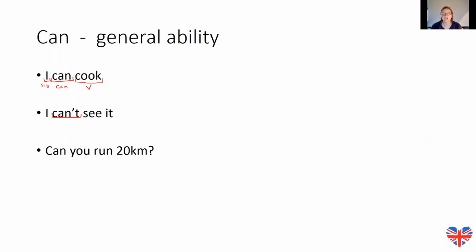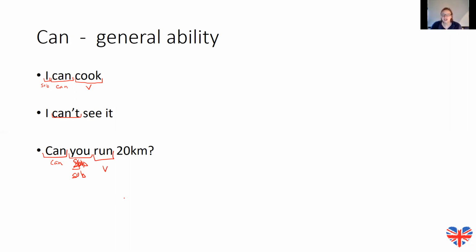No, the dog can't cook. This is your negative, can't. So this stays the same. It doesn't matter who's doing it, it's always can. To make a question, you need to invert your subject and can. So you need to have can and then you, or me, or he, or she, or the dog. So this is your subject here. Subject. And then your main verb.